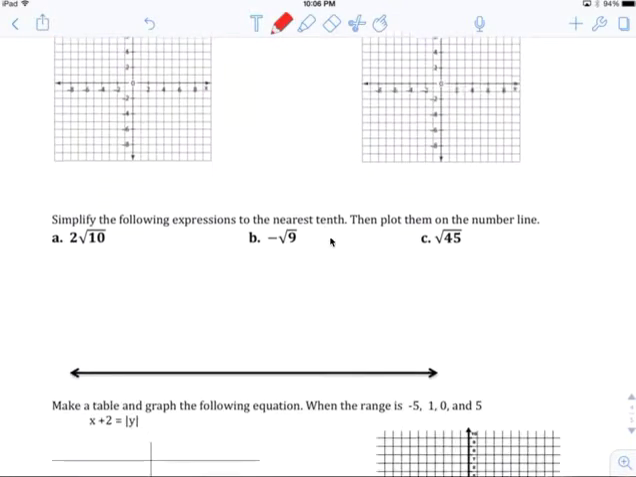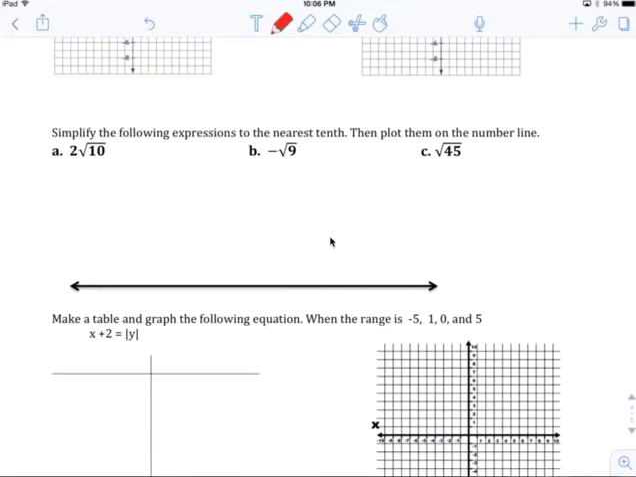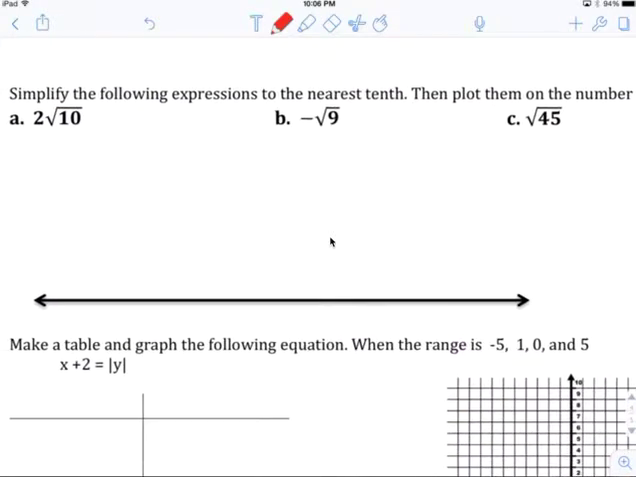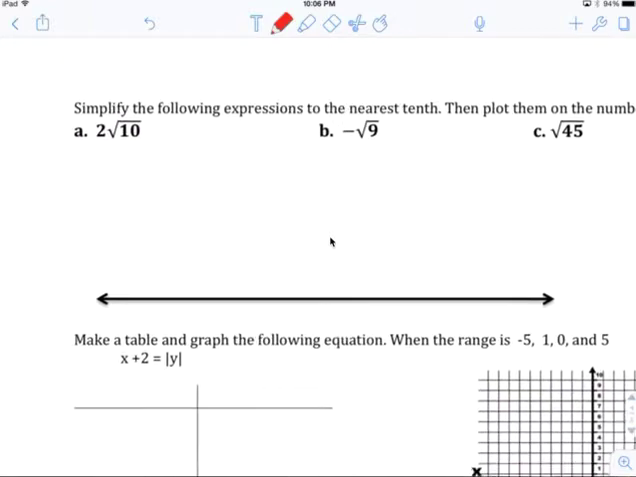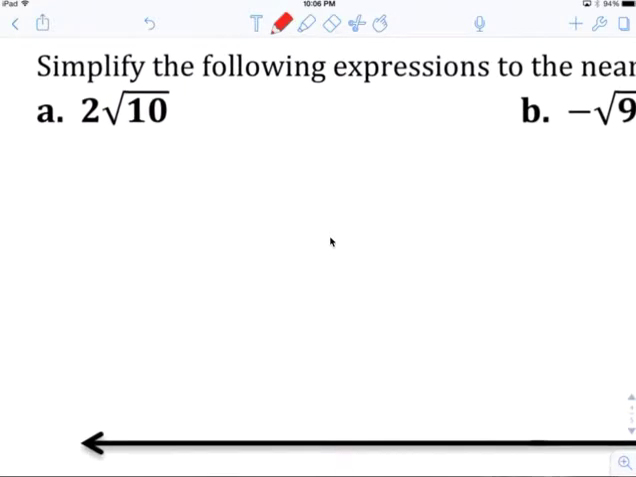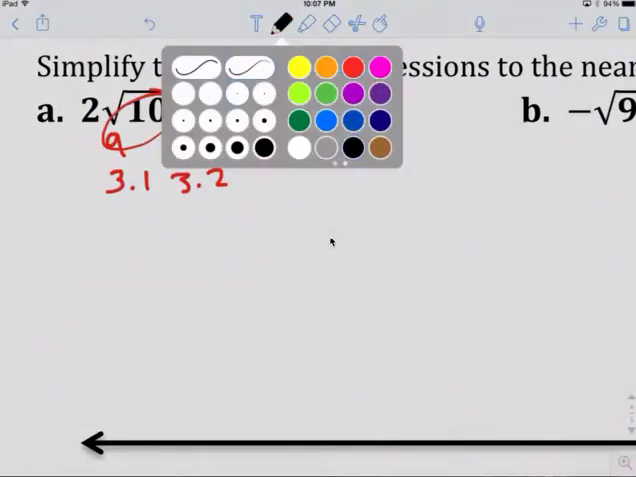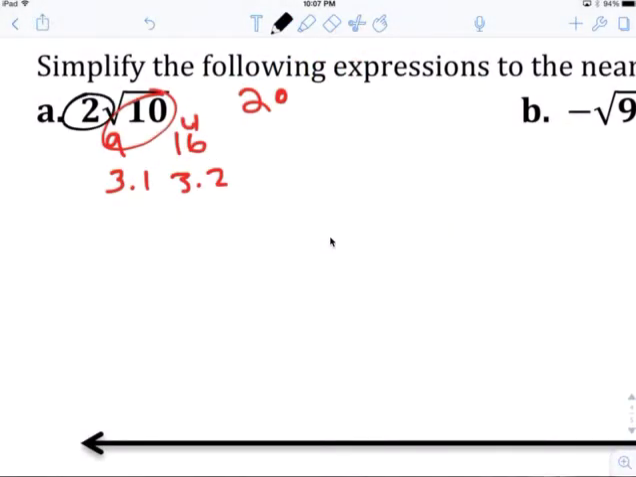Okay. All right, and this one here, simplify the following expression to the nearest tenth, then plot them on the number line. Okay. If you've forgotten, 10 is between 9 and 16, so 3.1 all the way to 4 right here. 3.2, it's close to this, so it's between 3.1 or 3.2, okay? And then when you get your answer, whichever one it is, you make sure you multiply it by this 2 on the outside.